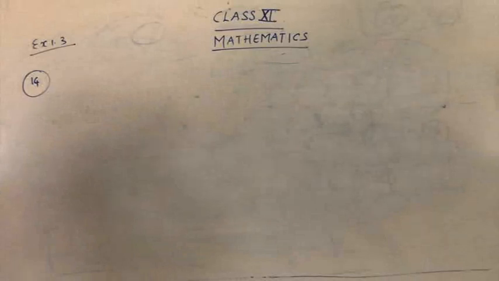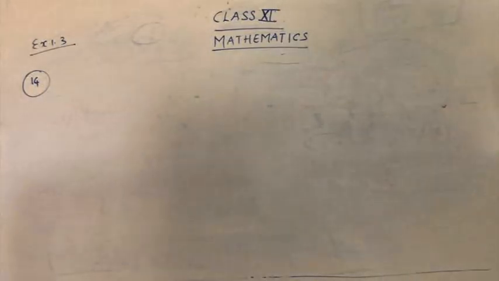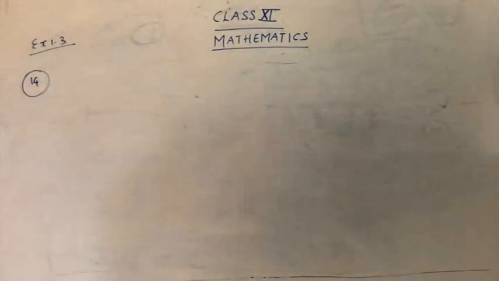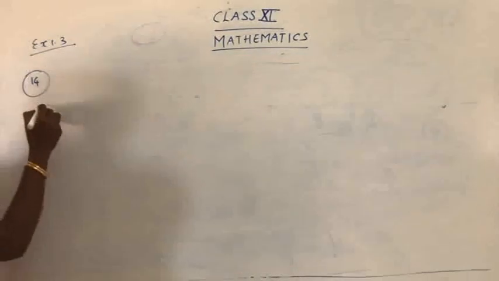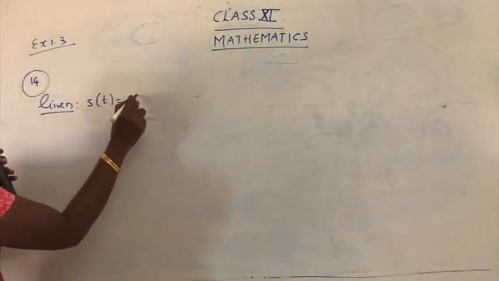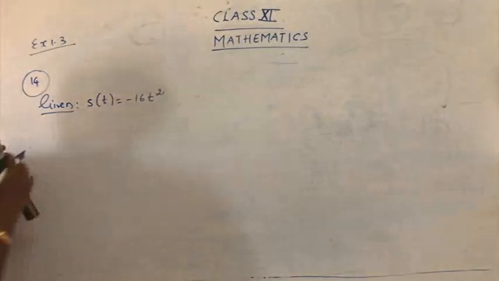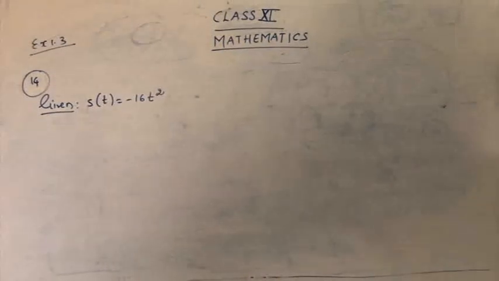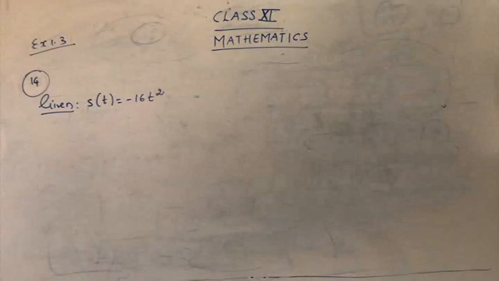Okay. Now let's come back to our sum number 14. The distance of an object falling is a function of time t, and a function is given to you, that is s of t is equal to minus 16t square.